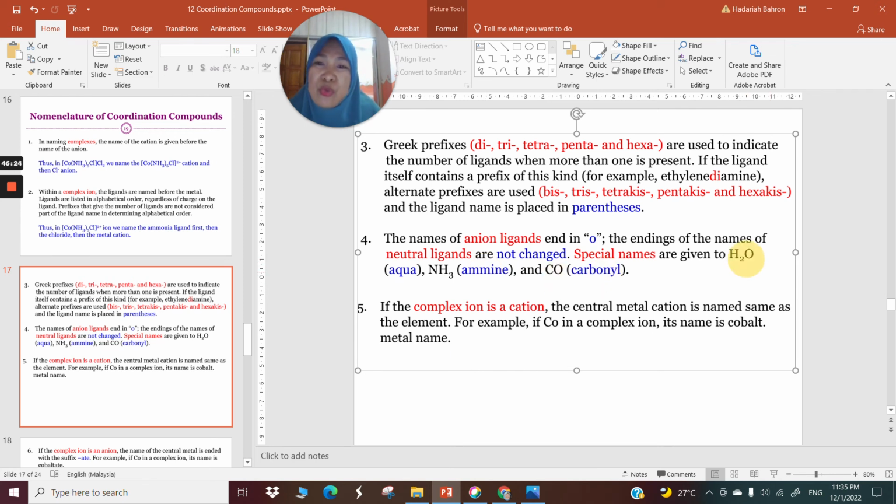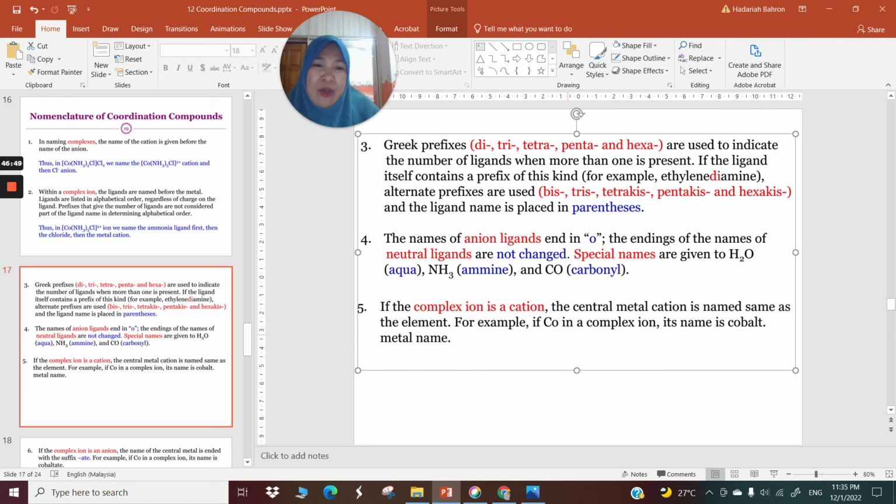So if there are two water, you say diaqua. If there are three amines, you say triamine. If there are four carbon monoxide, you say tetracarbonyl. Okay? And if the complex ion is a cation, the central metal cation is named the same as the name of the element. For example, cobalt.